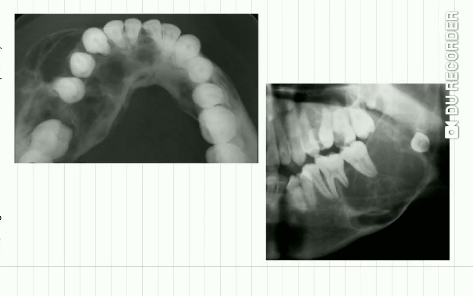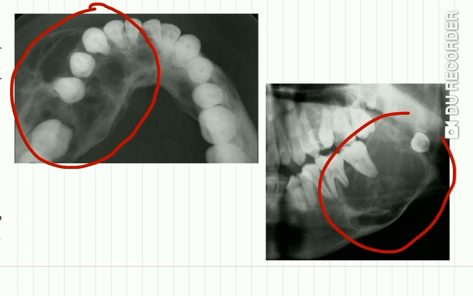So here you can see in this radiograph the expansion of the bony cortical plates of the mandible caused by the CGCG or the central giant cell granuloma, and here also you can see the radiolucent area with almost smooth borders, and within the radiolucent area you can notice thin trabeculae.